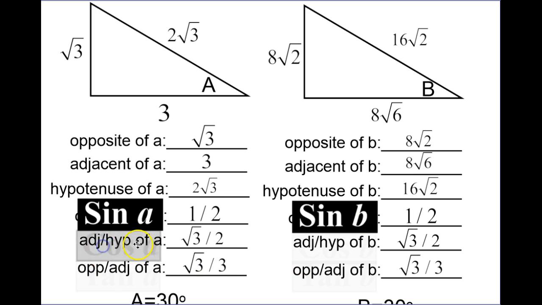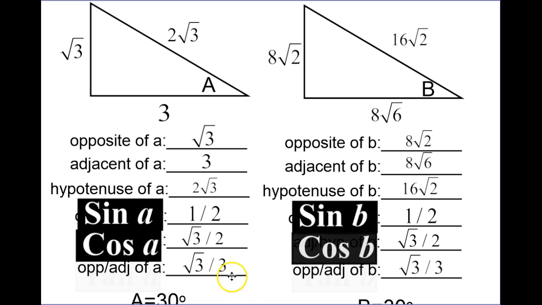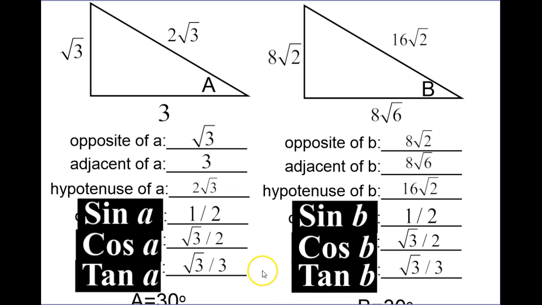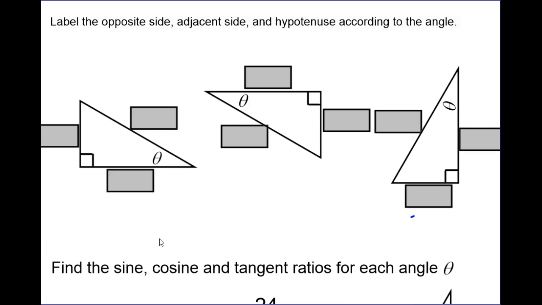Adjacent over hypotenuse, we're now going to call that cosine of A and cosine of B. And lastly, we're going to call this tangent of A and tangent of B. So how do we do this? Well, let's take a look here. Again, we want to label the opposite, adjacent, and hypotenuse side according to the angle.